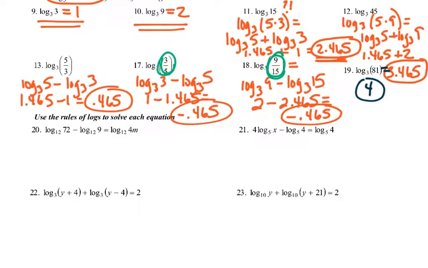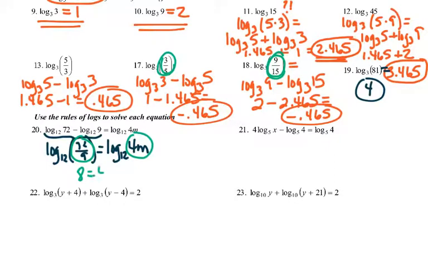Okay, last thing, application. Use the rules of logs to solve each equation. What we're going to do is condense one side to a single log. So log 72 over log 9 is the log base 12 of 72 over 9. Since it's both log base 12, I can now set these equal to each other. 72 over 9 is 8, 8 equals 4m, m is 2.